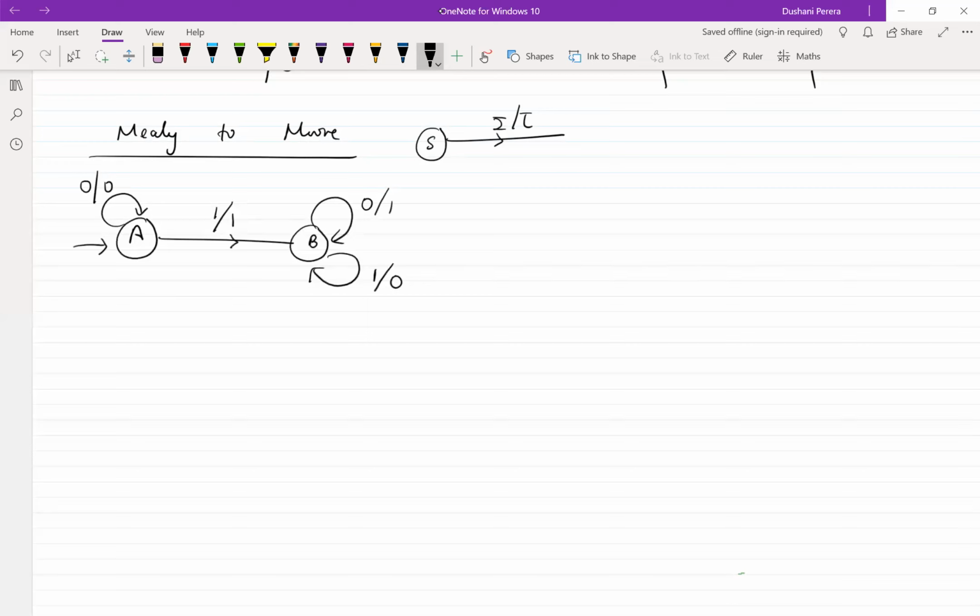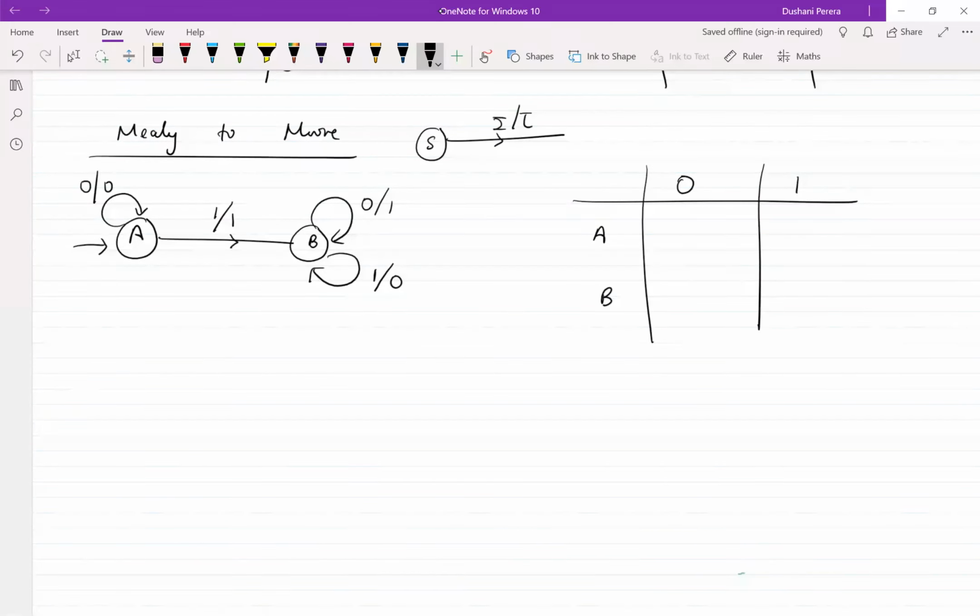Okay, let's draw the transition table for this. Alphabet is 0, 1, states are A and B. When you're at capital A and you see a 0, where do you go? You come back to A. What do you print? You print 0. Then when you're at A and you see a 1, you go to B. What do you print? You print 1. So here, this transition has input and output. That is how the transition goes.